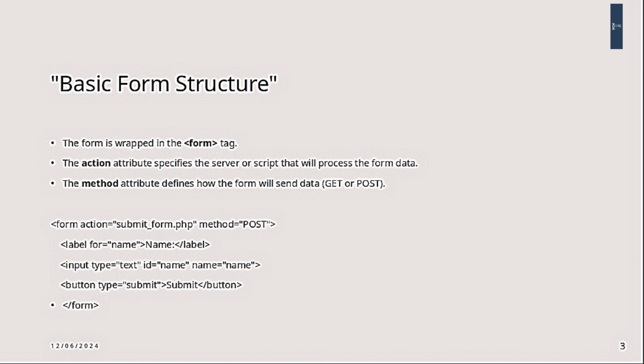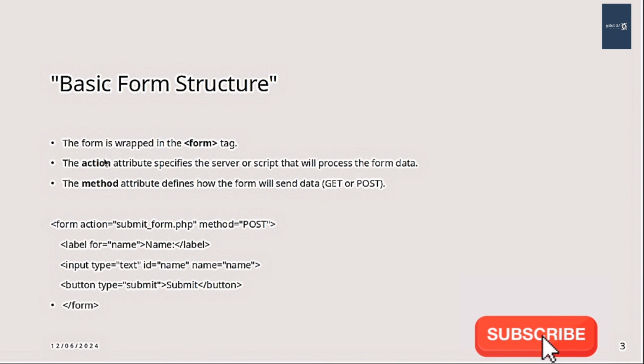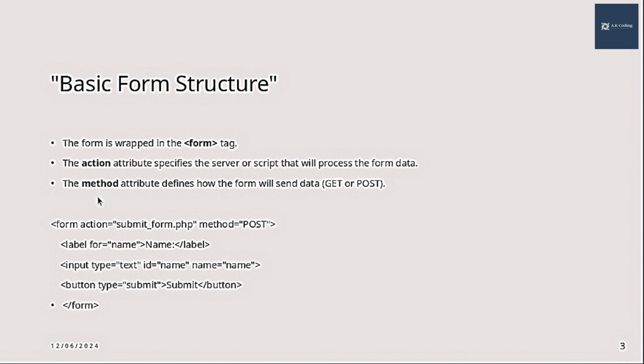So let's go to our slide and we will continue with reading here. The form is wrapped in the form tag, right? And the action attribute, which I didn't write in the form, specifies the server or script that will process the form data. I mean, if there is an action attribute, you can specify the server. So we have another thing, which is the method. Method attribute defines how the form will send data, get or post. We'll be learning in the JavaScript playlists what is get and what is post, and what we are going to use the action attribute for.